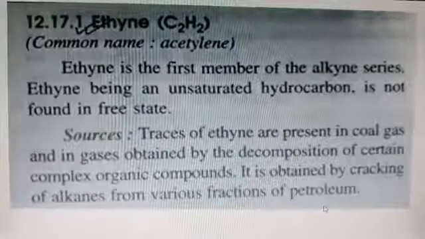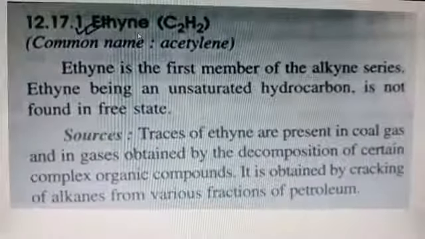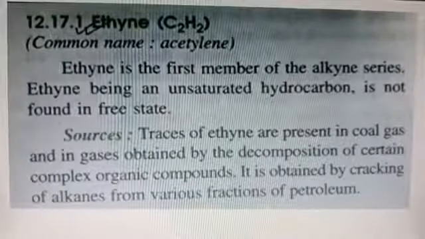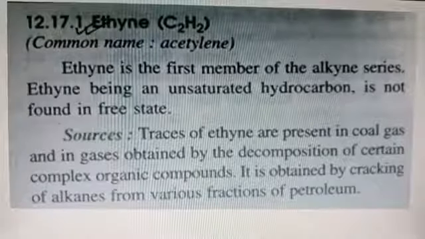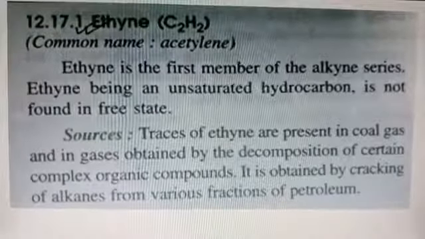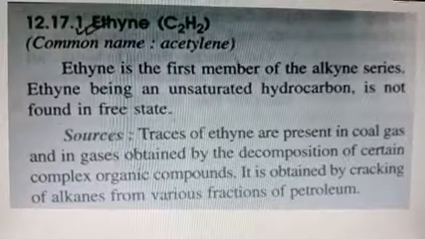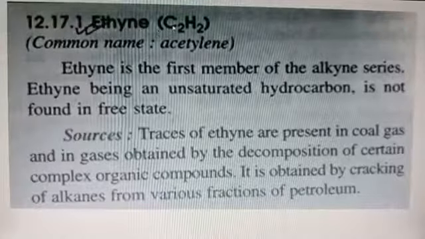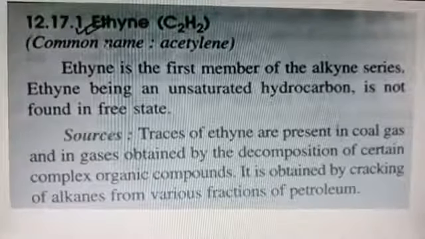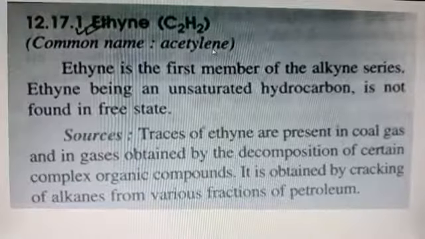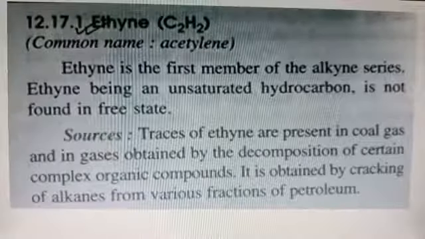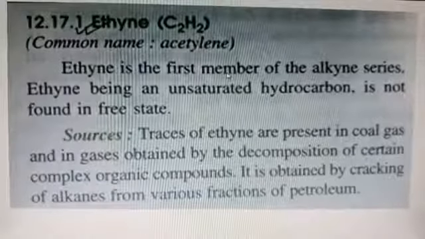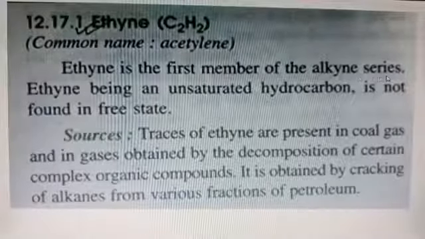Then let's talk about the very common alkyne, and you can say this is the first member of the homologous series alkyne, and the name is ethyne. What is the name for this? Ethyne. And what is the molecular formula for ethyne? C2H2. What is the common name? Acetylene, because C triple bond C is called acetylene group. So ethyne is the first member of the alkyne series.